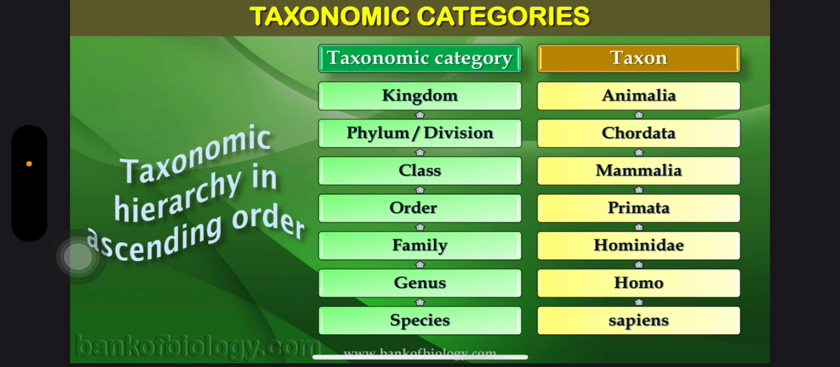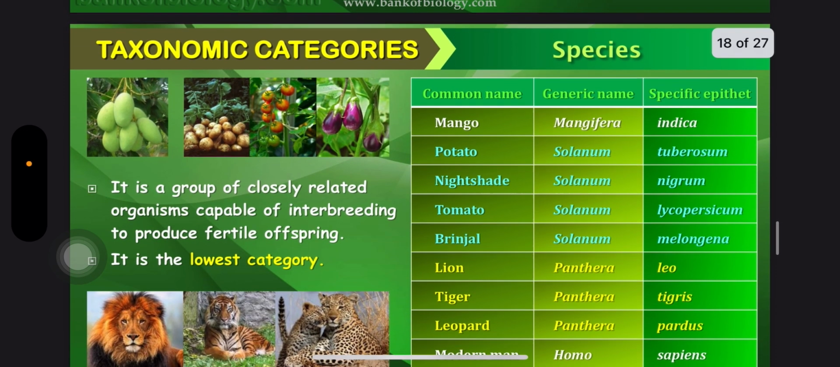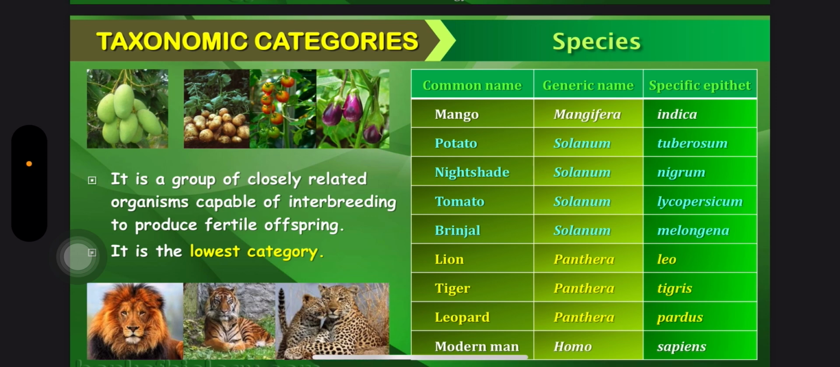Here, kingdom Animalia, phylum Chordata, class Mammalia, order Primata. This is the human classification: family Hominidae, genus Homo, species sapiens. This is the taxonomic hierarchy in ascending order. Species is the smallest unit of classification. The species name was given by John Ray.